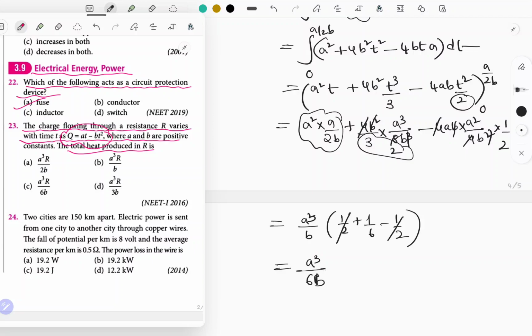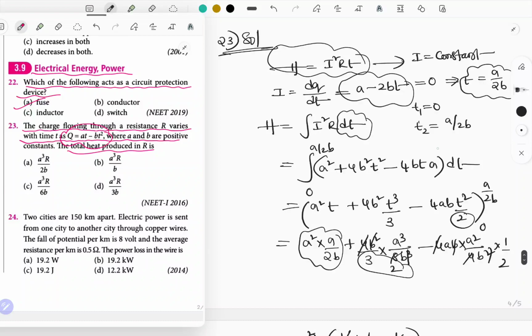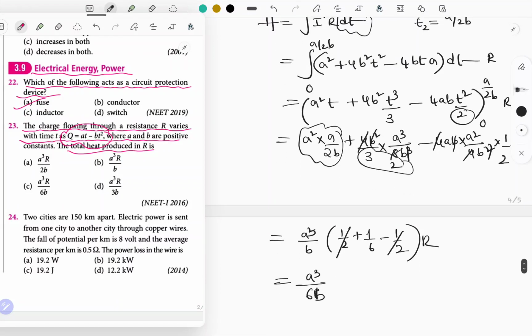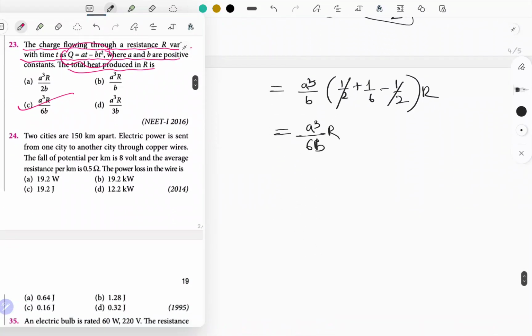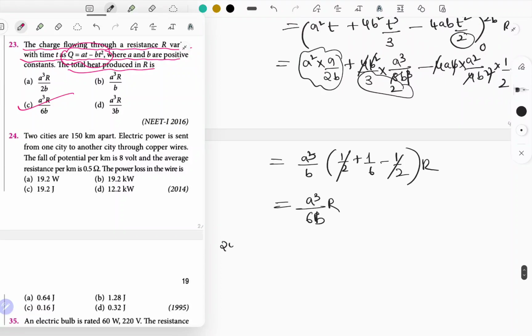In addition to this, this is I square only, into r will be there, into r. So finally we are going to get into r. Which option matches? A cube into r by 6b. Option C is the correct answer. Hope you understood. Next, let's solve question number 24.